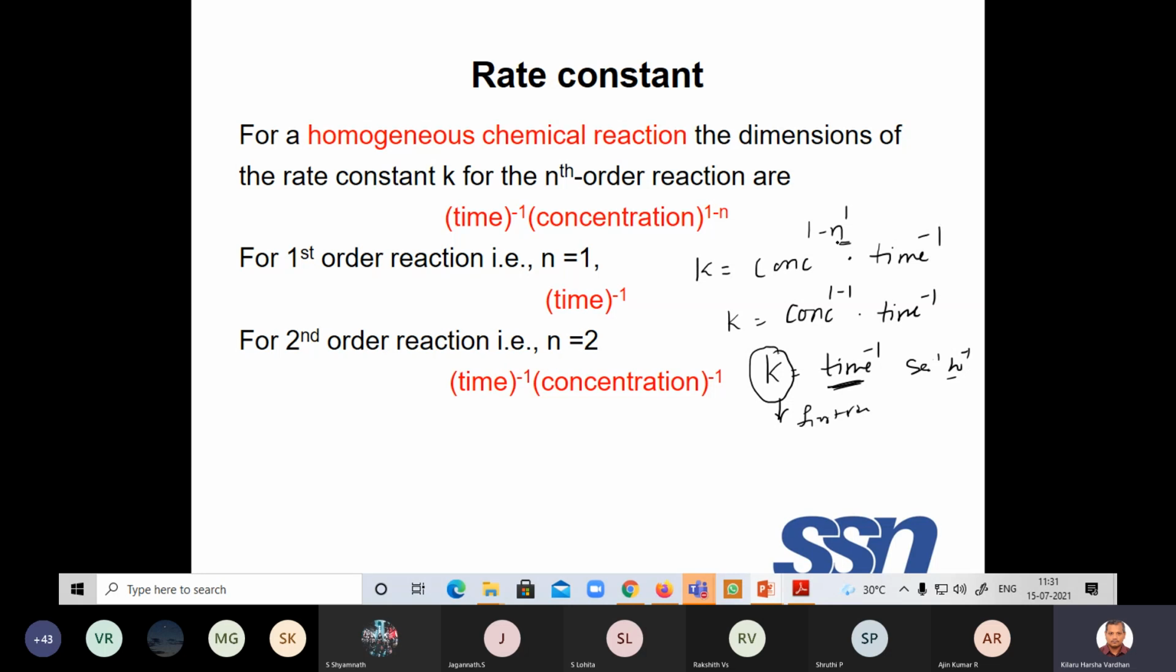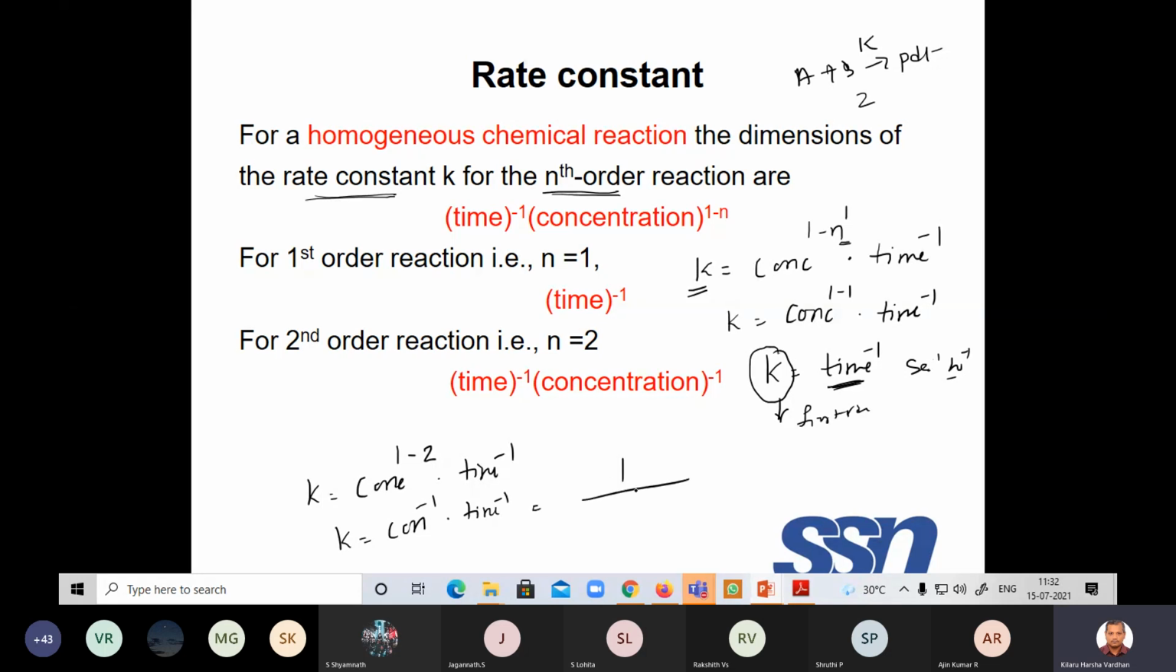Now, if the order is 2, then what will be the unit of K? K will have different units, though it is called a rate constant. This rate constant will have different units based on the order of a reaction. If it is a second order reaction, like A plus B giving some product, so this is 1, this is 1. Then K is concentration power 1 minus 2 into time power minus 1. So 1 minus 2 is minus 1. So K is concentration power minus 1, time power minus 1.